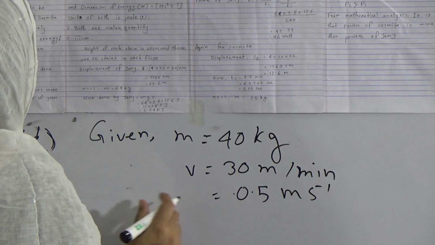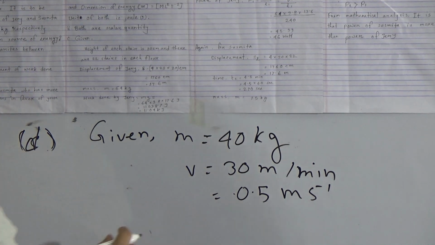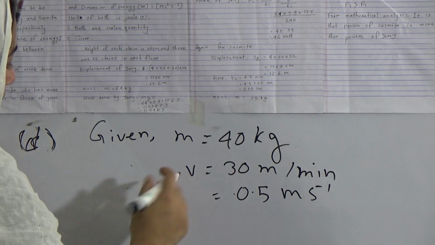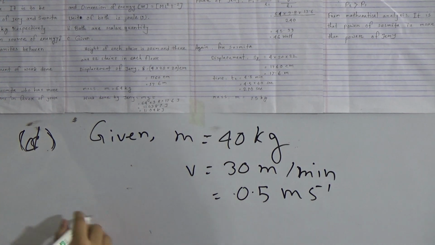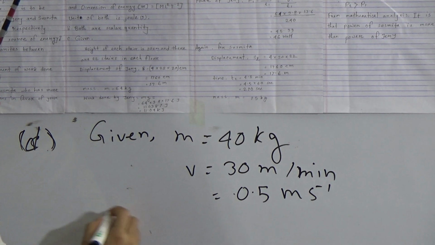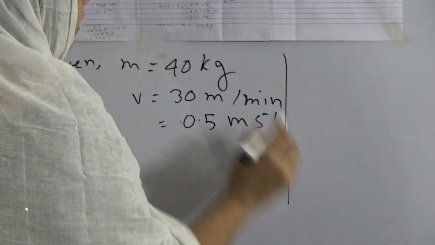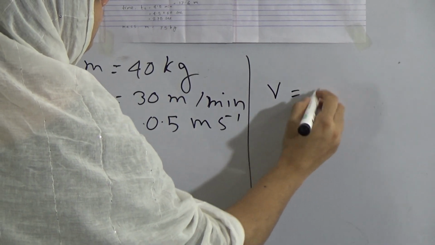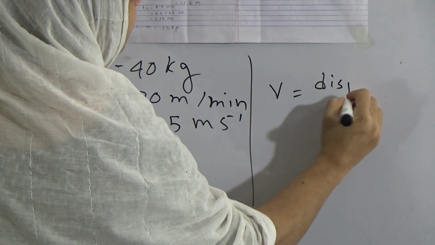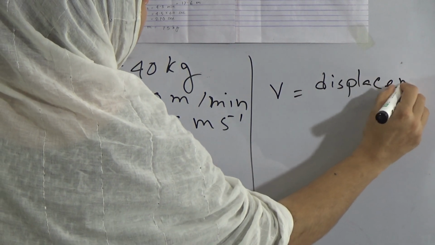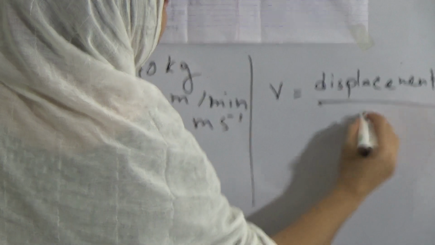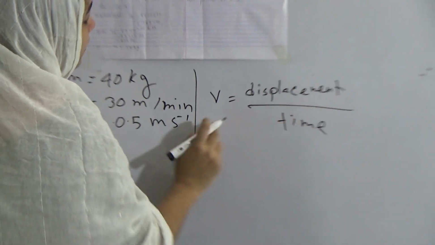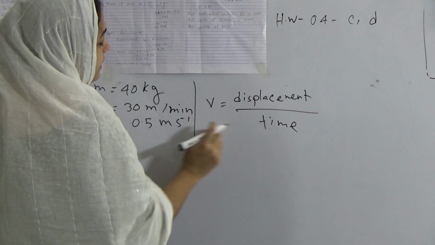Then we have to find out the power of that boy. Now power of the boy, my dear students, again the velocity. We know the formula of velocity: v equals displacement divided by time. We know that formula, velocity equals displacement divided by time.